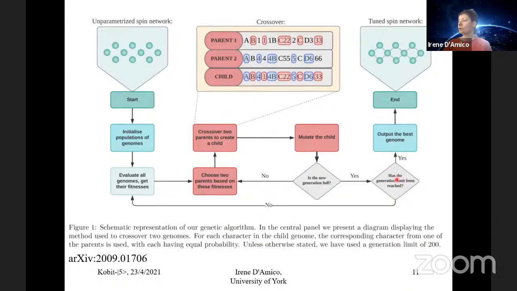If we have not reached the limit of the generation, as I said, for example, we say we go for 200 generations, we do the evolution for 200 generations. If we have not reached the limit, we go back to this loop. If we have reached the limit, then we compare our best genome, and we say, okay, this is our best genome, and this is then the answer to the initial question. So the answer to how best our spin network can perform the required task, and we spit out this answer.